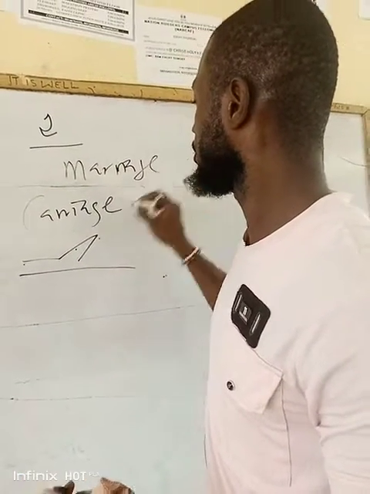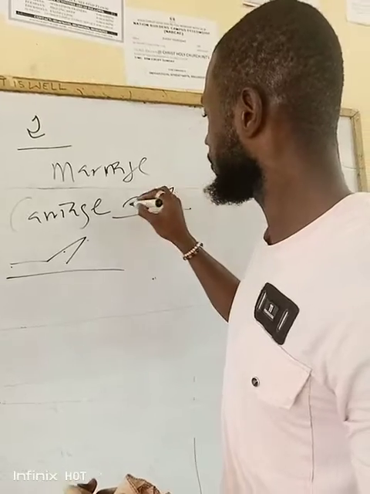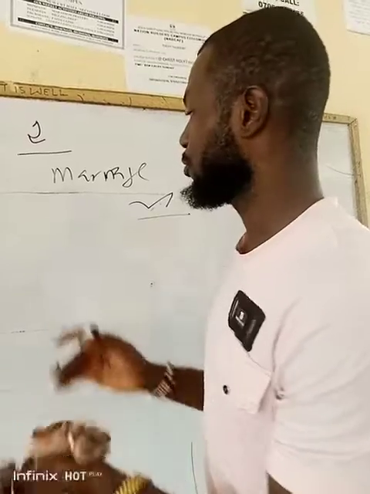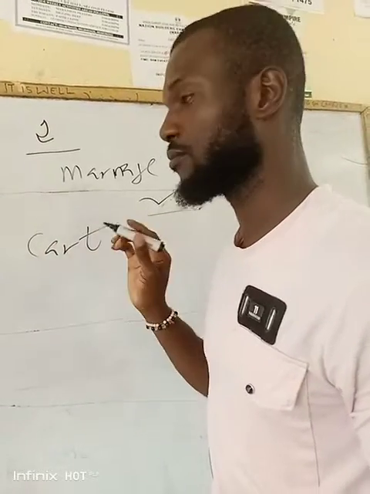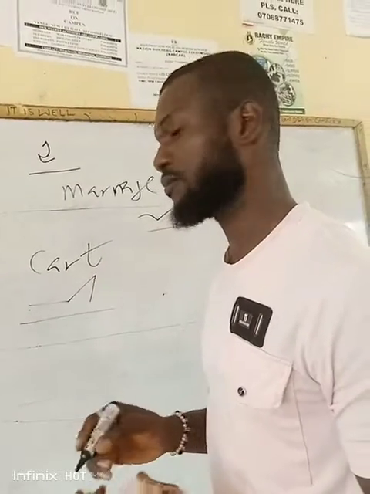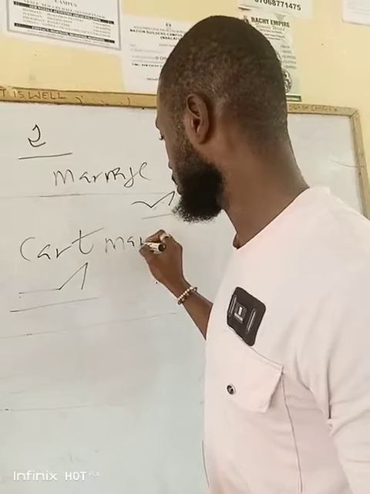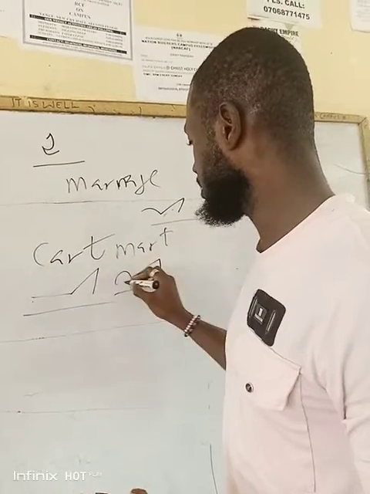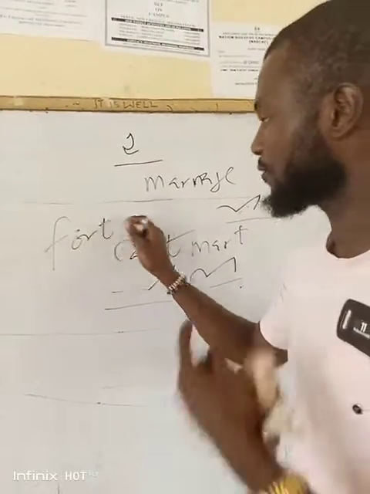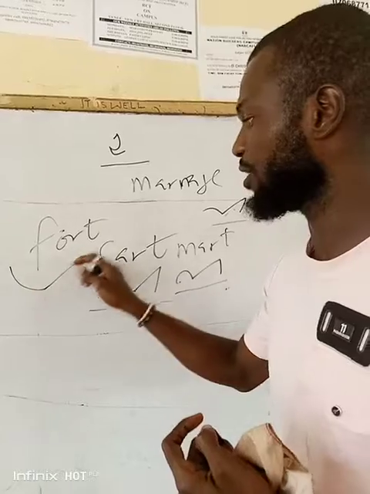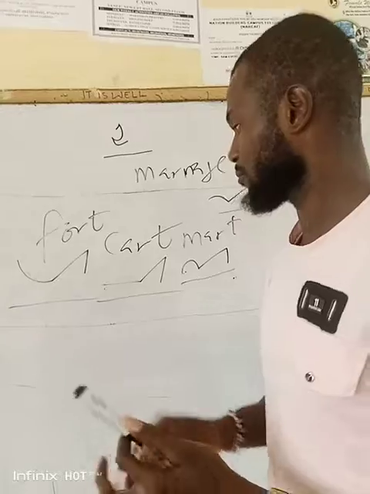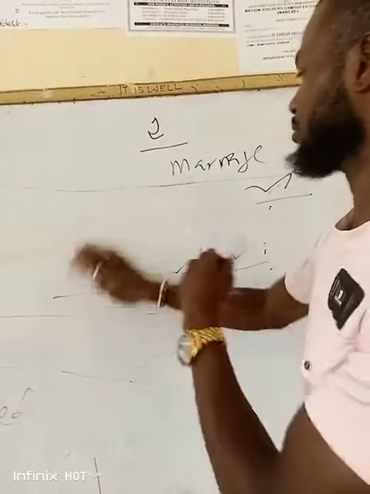We have some other examples. Marriage. It's done the same way. We have another one again. We have cat: K, R, and T. Cat. We have mat: M, R, and T. We have this, your fort: F, R, and T. Whenever R is in the middle of a word, it goes up. That is number 2 for R going up.